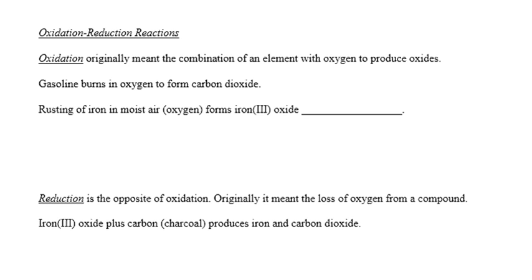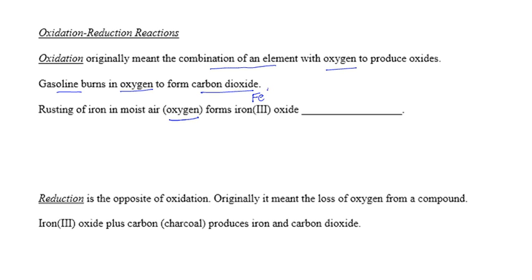Oxidation originally meant that a substance combined with oxygen. For instance, gasoline can burn in oxygen to form carbon dioxide and water. Rusting of iron in air or oxygen forms iron 3 oxide. So what is the formula for iron 3 oxide?